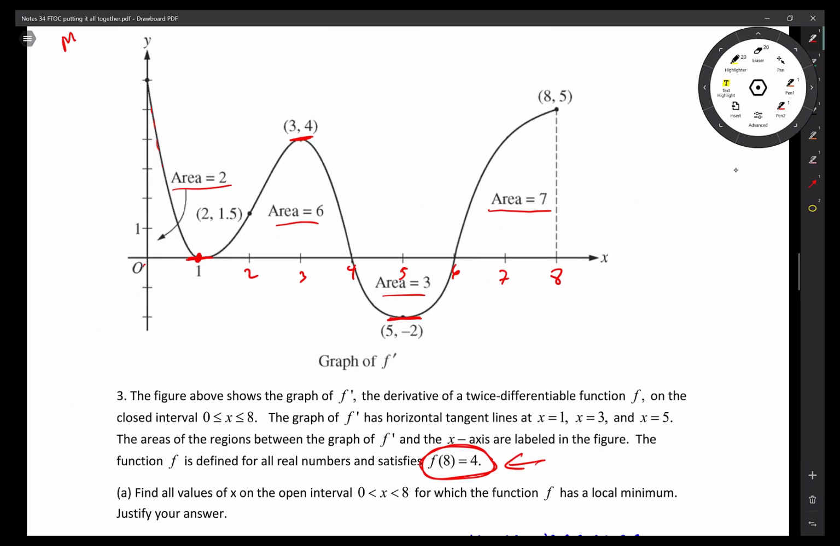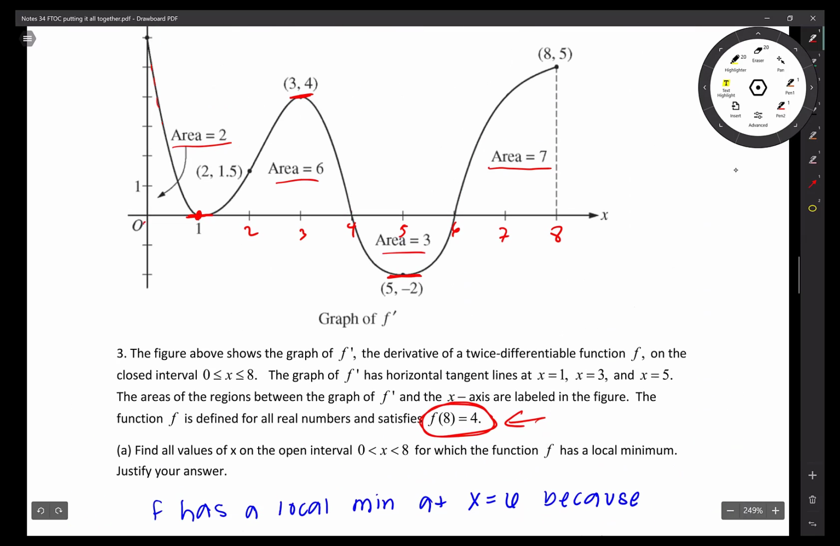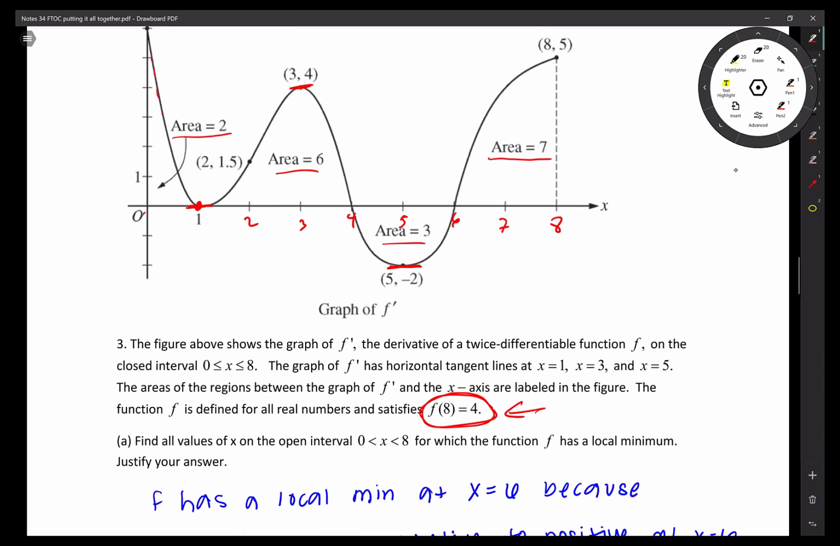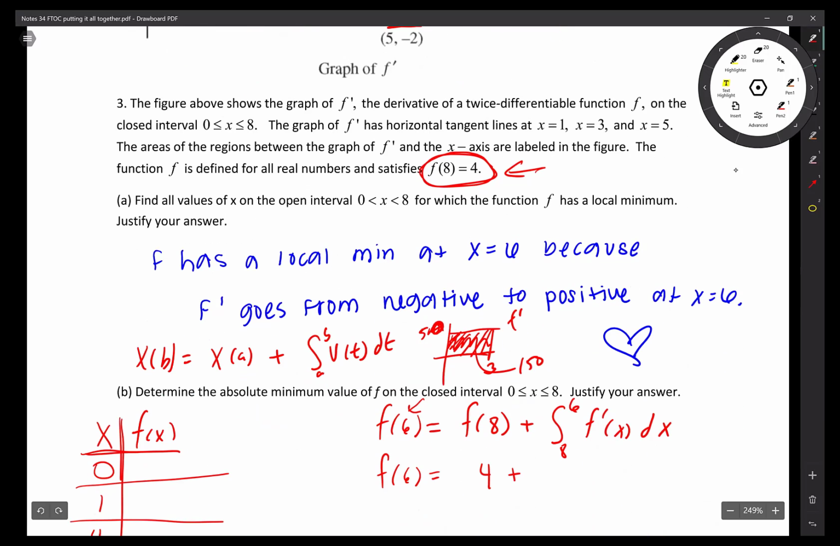Now, before you put a number in there, guys, so here we go. I'm going to say f of 6 is equal to, let's see, f of 8, that's definitely 4. Plus, before you put a number, recognize that you are going backwards on your integral symbol. You're starting at 8 and ending at 6. So because you're going backwards, instead of saying that area is positive, which it is, because it's above the x-axis, instead of saying the number 7, we're going to say what? Yeah, negative 7. Don't be scared, guys, please. I need to make sure that you guys know what's up. That's a negative 7 there.